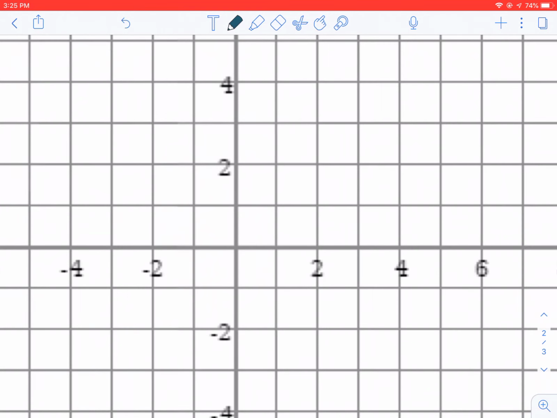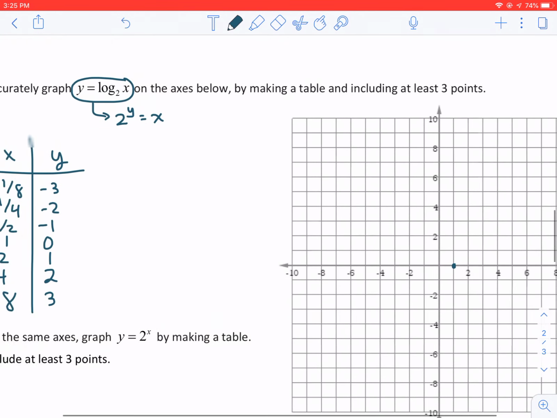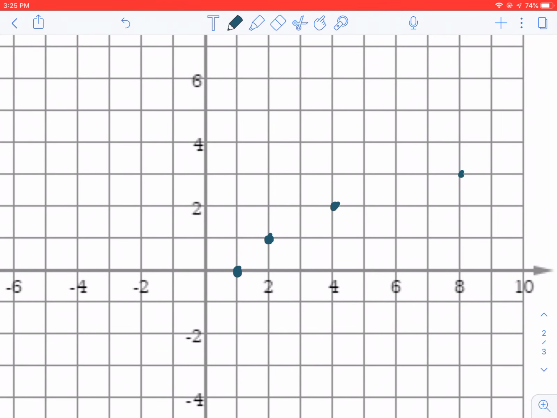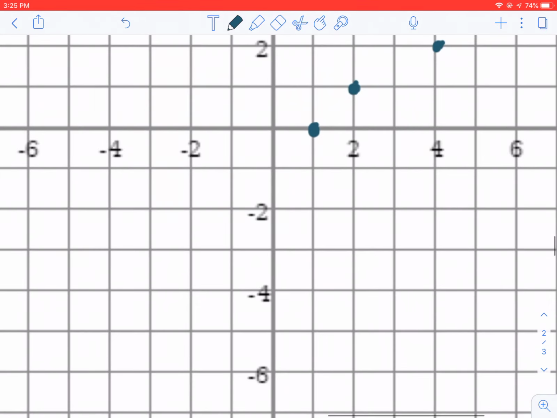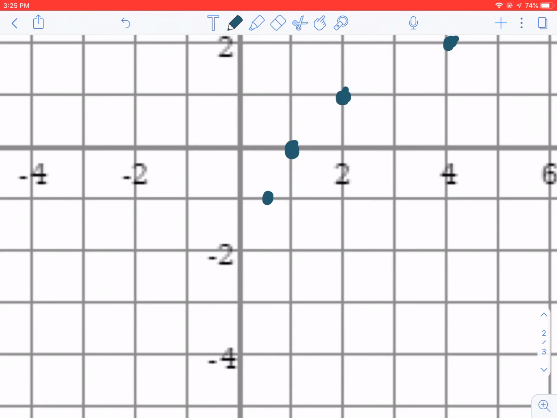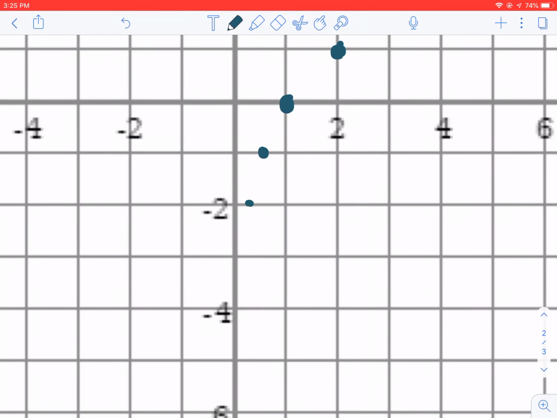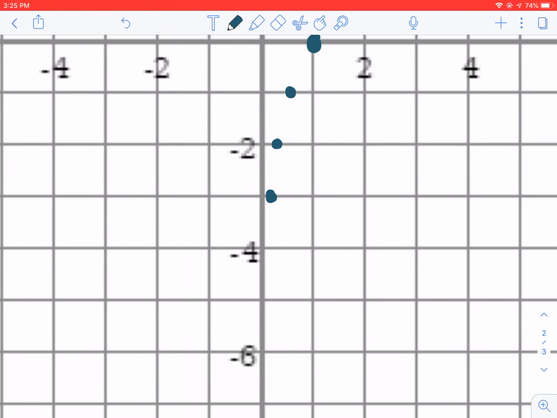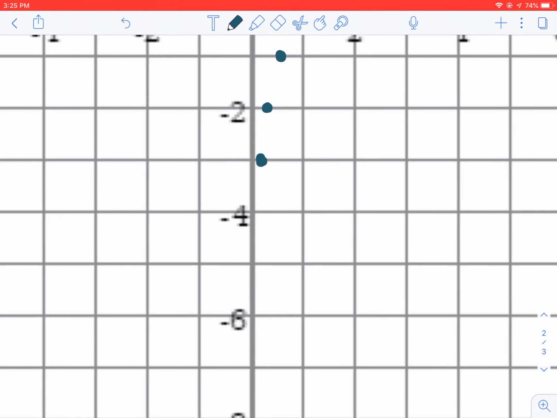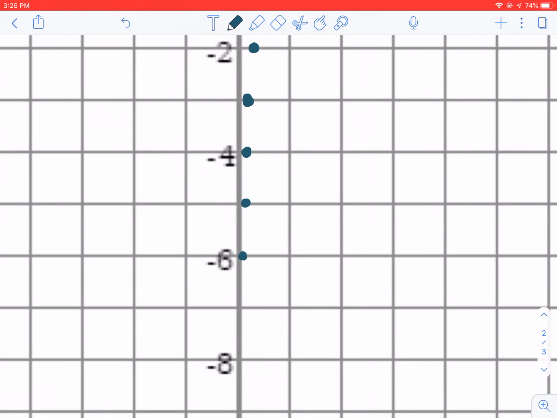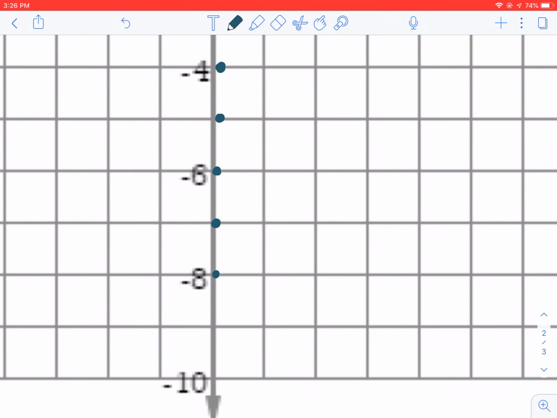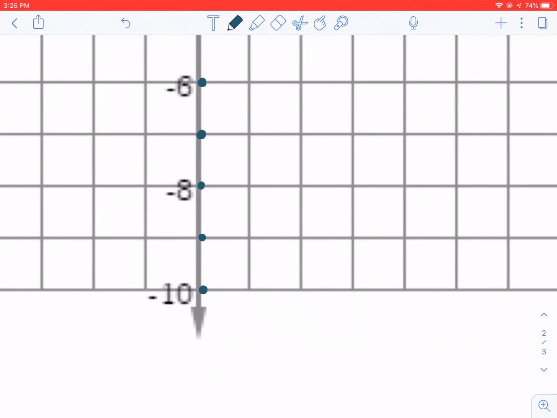All right, we got 1, 0, 2, 1, 4, 2, 8, 3. What is it? A half, negative 1. So right there. A quarter, negative 2. So right there. An eighth, negative 3. Can you guys see what's going to happen? We're going to have a 16th, negative 4, a 32nd, negative 5, a 64th, negative 6, a 128th, 256, 512.